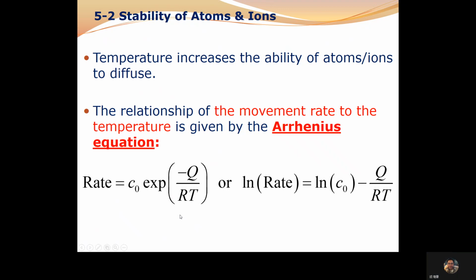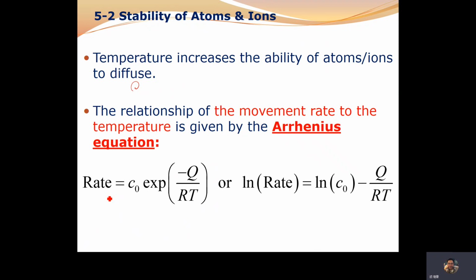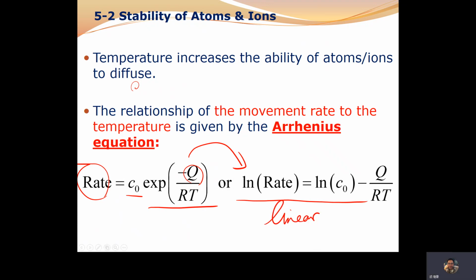Now it's the diffusion rate, I'm sorry. The diffusion rate is equal to an exponential function. Here, Q is also the activation energy to trigger the diffusion process to occur, and R is the gas constant. T is the temperature in Kelvin, and C naught is a constant we need to solve. If we take the natural log of both sides, we convert this exponential function into a linear function.